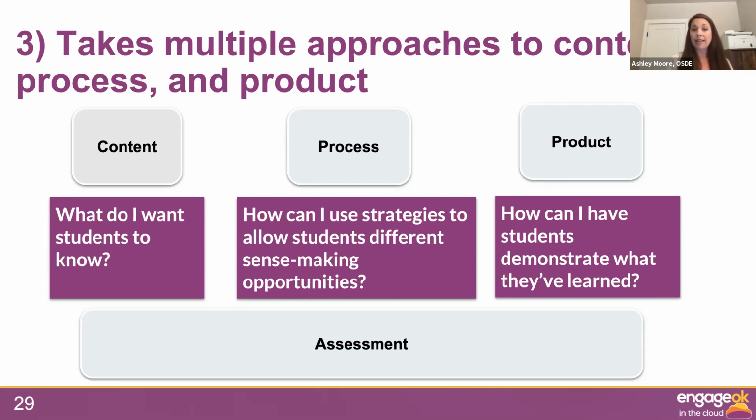When we look at process, it's not just the content and the standards, but it's how can I use strategies to allow students different sense-making opportunities. So taking that content and then how are students going to engage in that through what strategies so that they can make sense of their learning and what they're learning so that we see that academic growth. And then product. How can I have students demonstrate what they've learned? So what are some differentiation strategies for product? What are the different ways that they can demonstrate that?